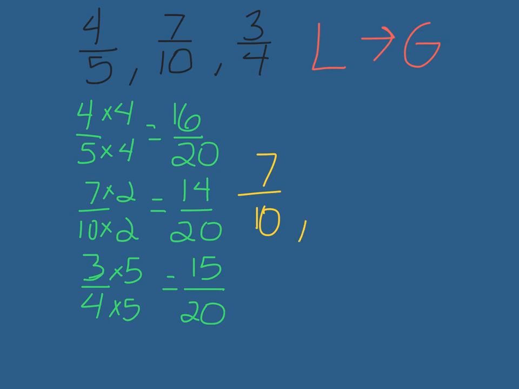My next smallest number is 15. So my 15/20 was my 3/4. So I'd write that next, 3/4. And my last one then would be the 4/5.